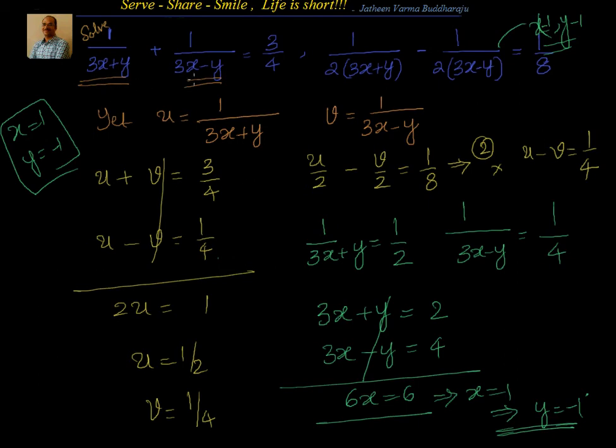Let me summarize that. We have been given a pair of linear equations. So we see variables in the denominator. Immediately I will convert them into the numerator by substituting 1/(3x+y) = u and 1/(3x−y) = v. Now it becomes a pretty simple linear equation. You solve them, get the values of u and v, substitute back to x and y, solve them again, and find out the values of x and y.